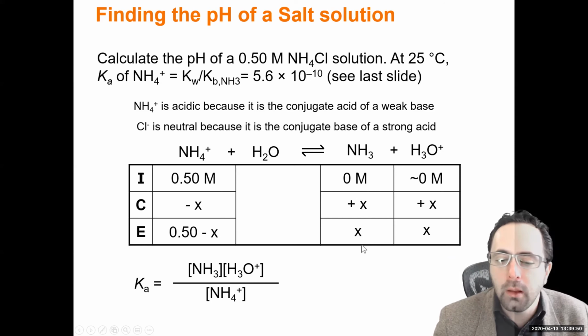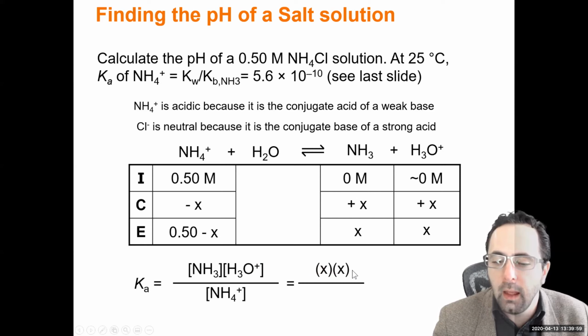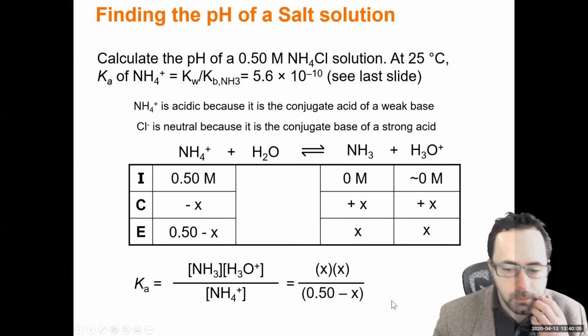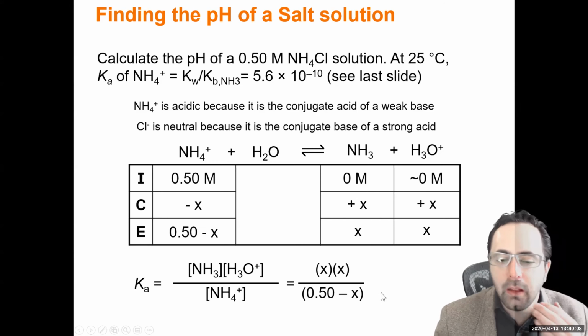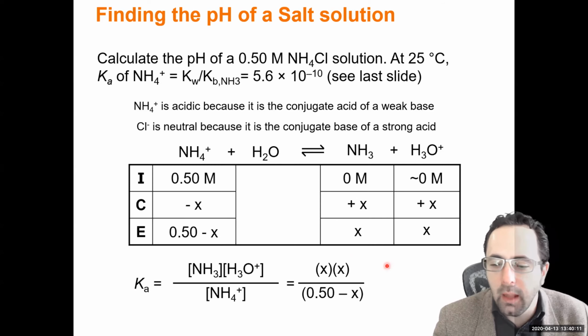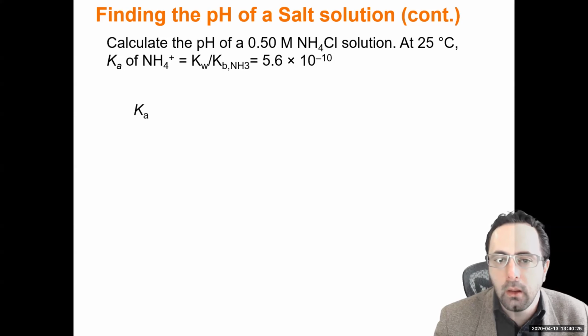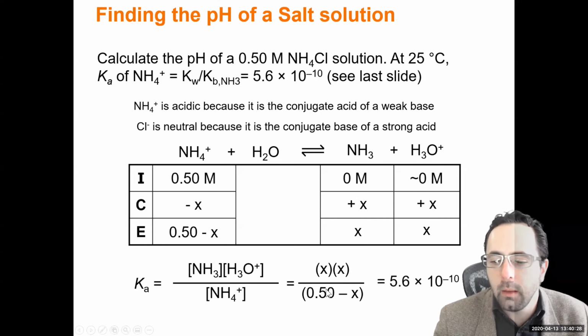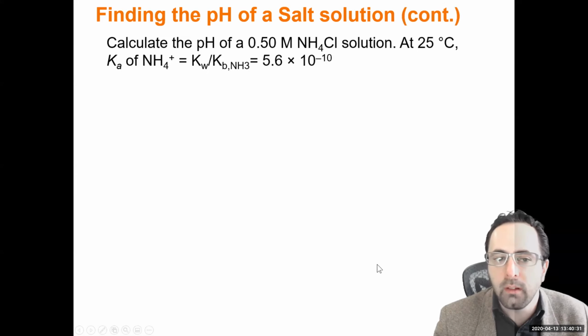And so now we can plug these in. X is the equilibrium concentration for ammonia and hydronium, x and x, and 0.5 minus x is the equilibrium concentration for ammonium ion. Okay, and so we're going to take this now to the next slide. Also, by the way, this is the Ka, and the value for Ka, which we had already gotten, was 5.6 times 10 to the minus 10. So let's take this down now to the next slide. So the Ka, going back again, was x times x over 0.5 minus x equals 5.6 times 10 to the minus 10.